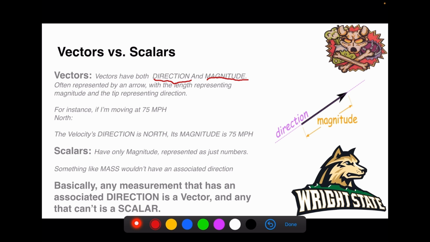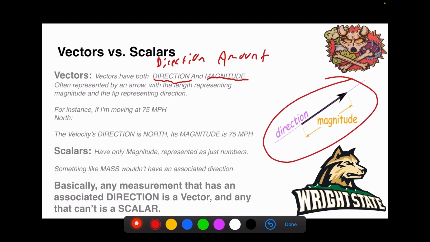It means it's a measurement that has an amount and an associated direction. And we're going to represent this with an arrow. The length of that arrow is going to be the magnitude. The way that arrow points is going to be the direction. So basically, the long and short of it is that any measurement that has a direction is a vector. Any measurement that does not have a direction with it is just called a scalar. Scalars only have magnitude, no direction.